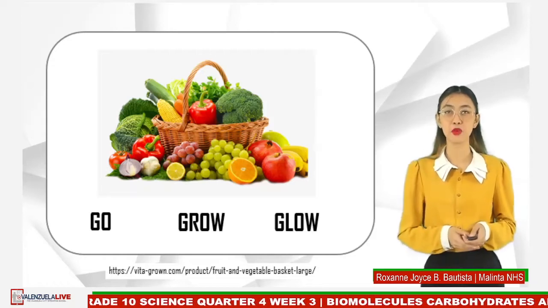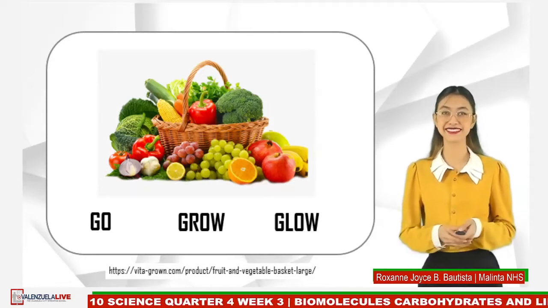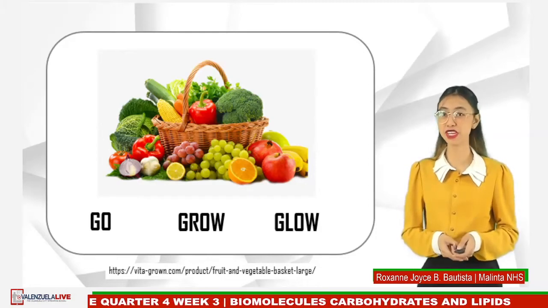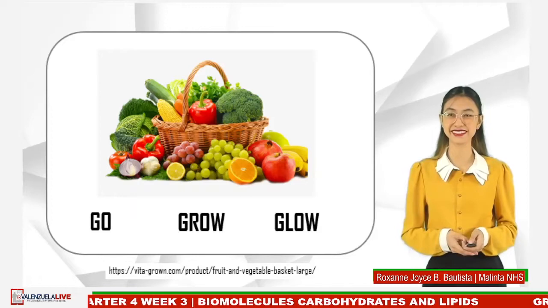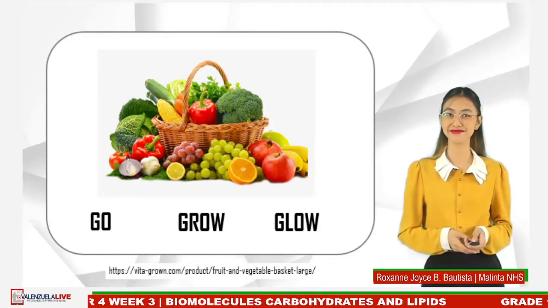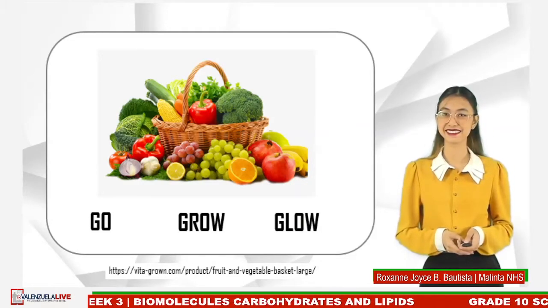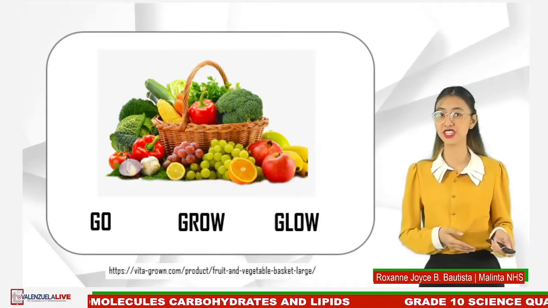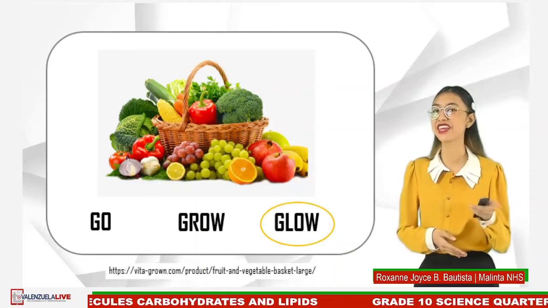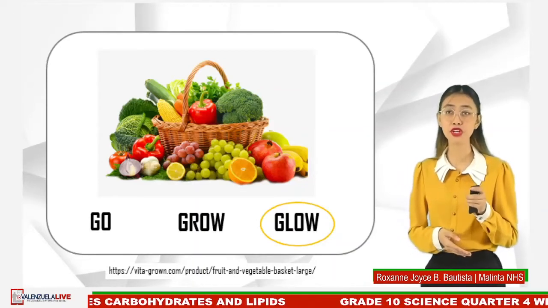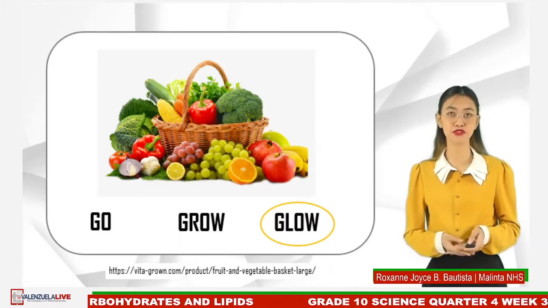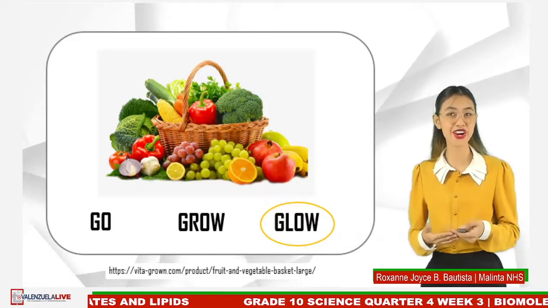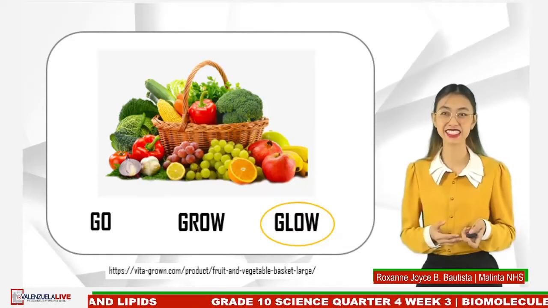First one, we have fruits and vegetables. If you know the answer, don't hesitate to type it on the comment section below. If Glow food is your answer, then you are correct. Fruits and vegetables are examples of Glow food. Glow foods protect us from illness and keep our hair, skin, nails healthy.